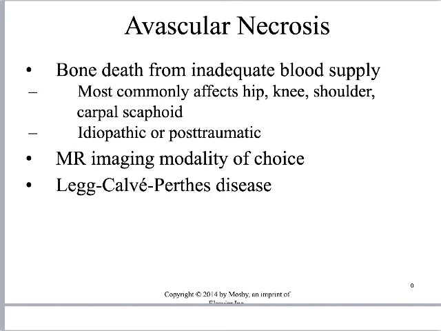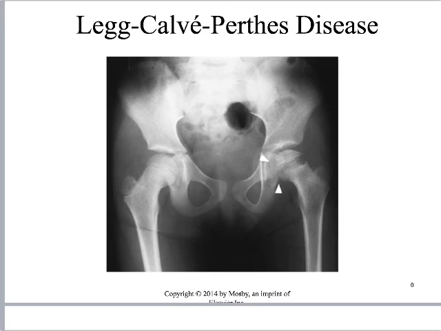Here's an example of what we're talking about on this. So you can see that erosion of the area of the hip joint. We will call that Legg-Calvé-Perthes disease. It's just another fancy name for avascular necrosis.